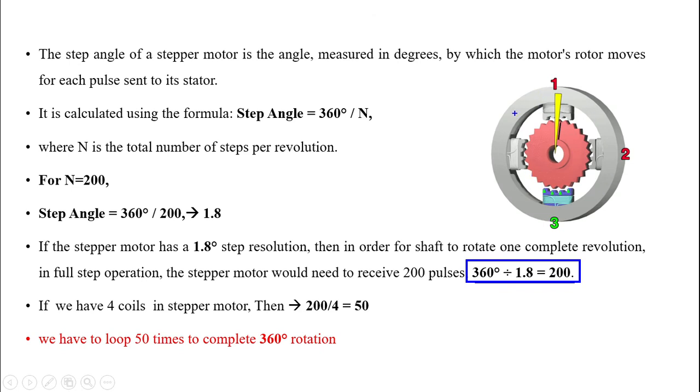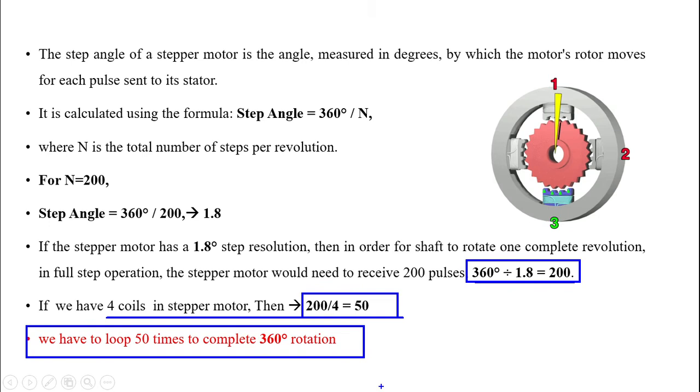But the next thing is how many coils are present. If you have only one coil, that's okay. But most stepper motors will come with at least 4 coils. Some motors will have 8 coils. In that situation, we have to divide by the number of coils again. So if we have 4 coils in a stepper motor, then 200 is the total steps we require to rotate 360 degrees, and with 4 coils, we will get 50 loops. That means 200 divided by 4 is equal to 50. So we have to loop it 50 times.